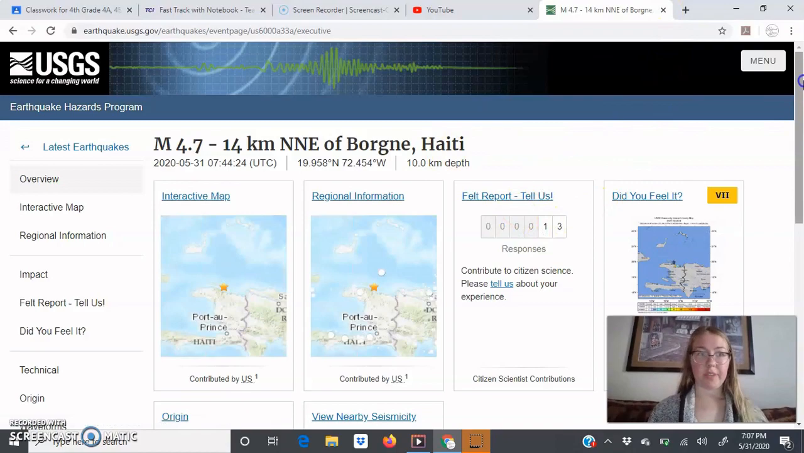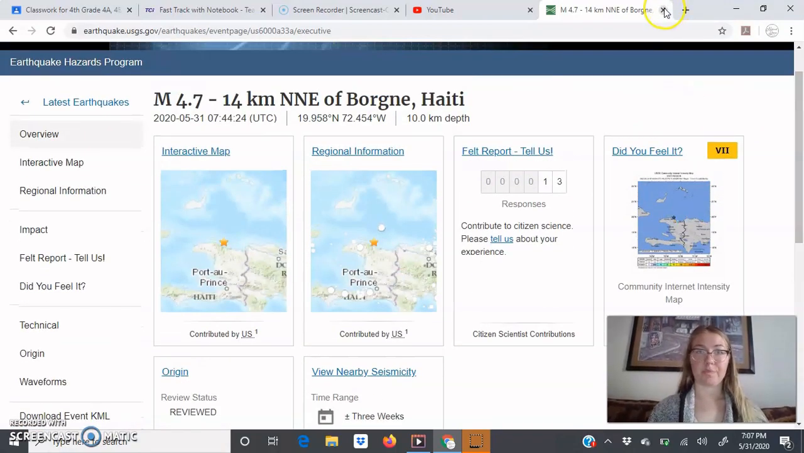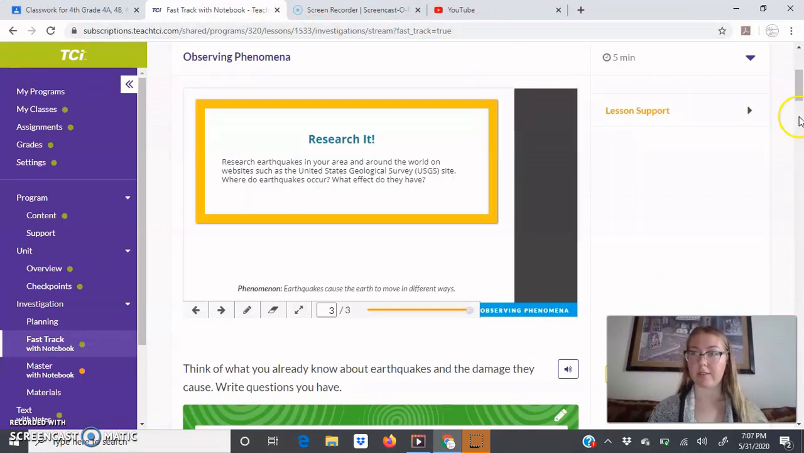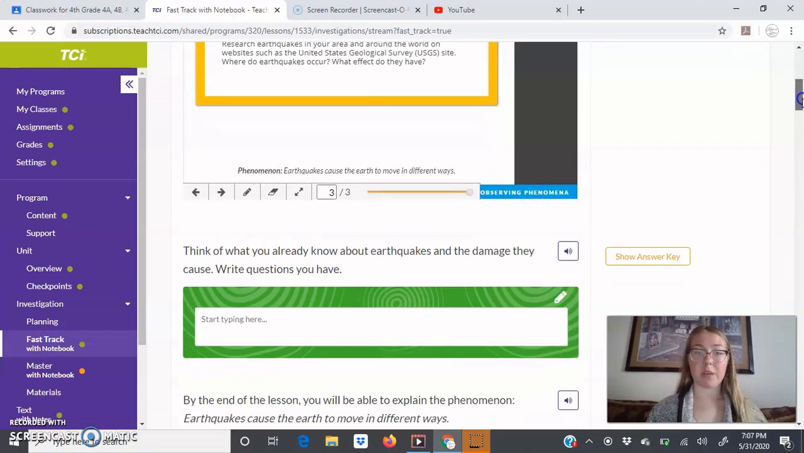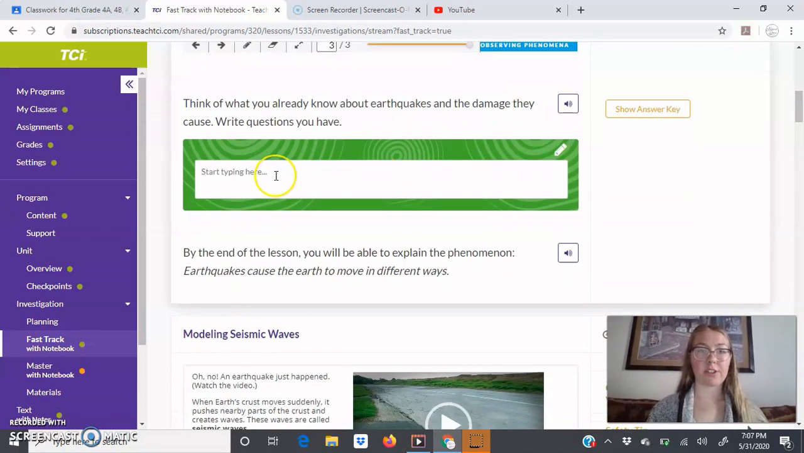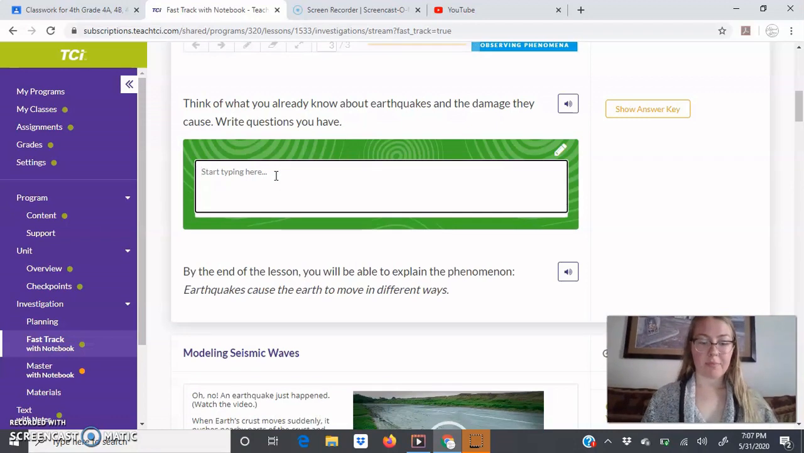And then if you click it, it gives you all of this information, which is really, really cool. Let's go back to our lesson today. So if you want to do that, feel free. Go to the USGS site, type in earthquakes, click the top one, and you will be able to see that. So our question: think of what you already know about earthquakes and the damage they cause. Write questions you have. My question is, how big can an earthquake be?